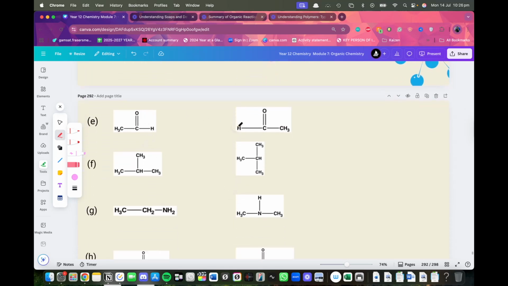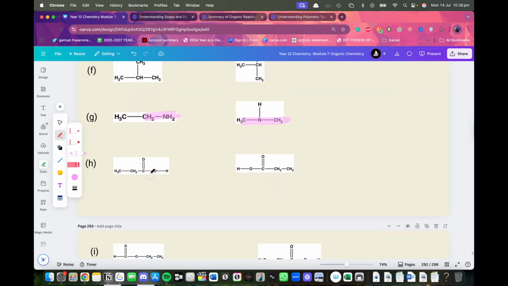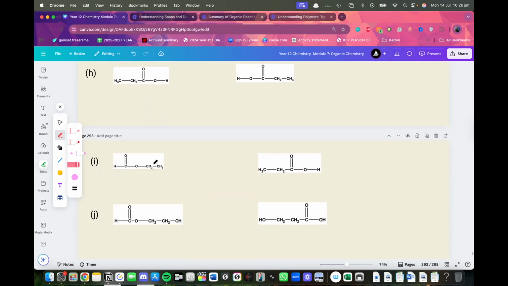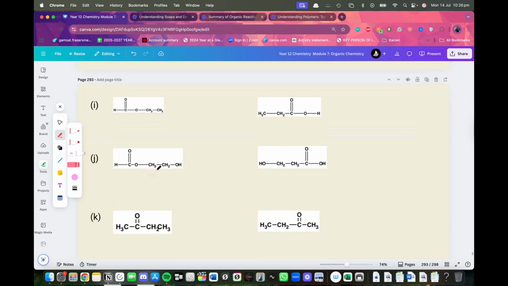Over here, they're the exact same. Over here, these ones are also the exact same. They just rotated this a little bit. This one here, this is a position isomer. It's still an amine. It only has nitrogen, but the nitrogen is not on the end. It's in the middle here. Over here, this is the same molecule, just flipped around. This one, 1, 2, 1, 2, also the same thing. 1, 2, 3, 1, 2, 3.